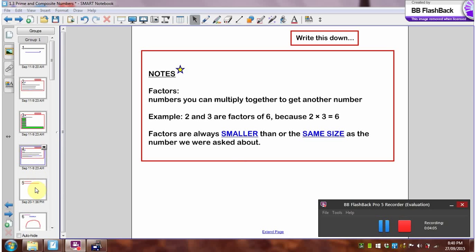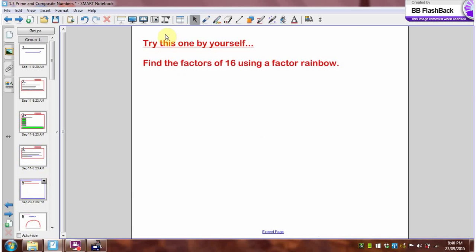Okay, great. So we've practiced this a bit. Try this one by yourself. Pause the video and write this down in your exercise book. Find the factors of 16 using a factor rainbow, which you guys should be familiar with. So pause and give that one a try. When we come back, we'll look at the answer.